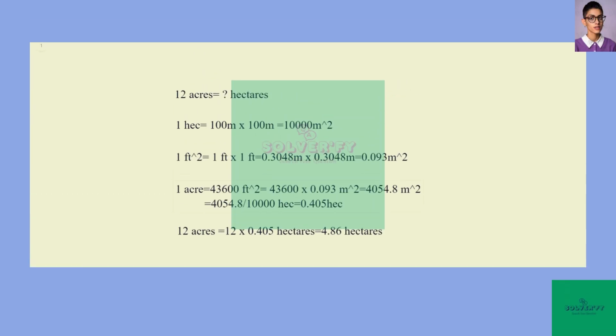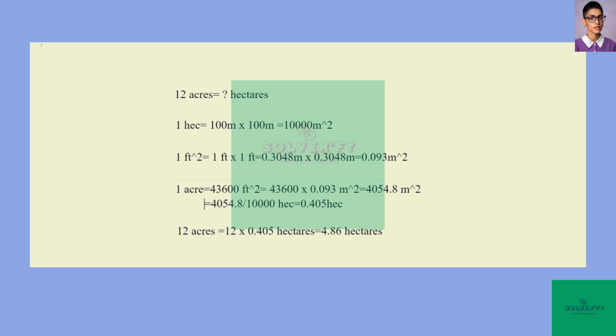Okay, so this problem is essentially a unit conversion problem, which typically asks you to convert one unit to the other, and all the units that appear are usually describing the same quantity. So the key to solving this specific problem is that we need to be able to convert acres into hectares. In other words, to know how many hectares equal 12 acres, we need to first know how many hectares equal 1 acre.